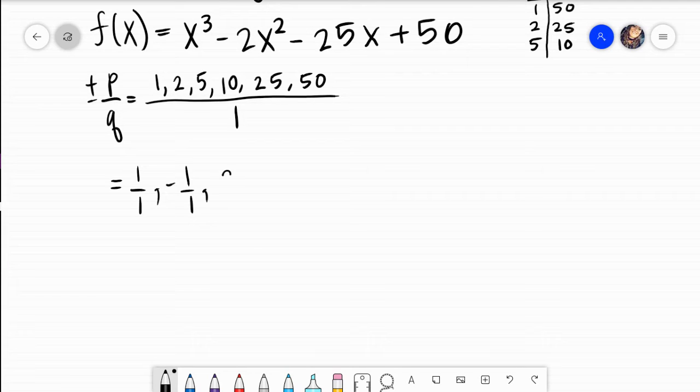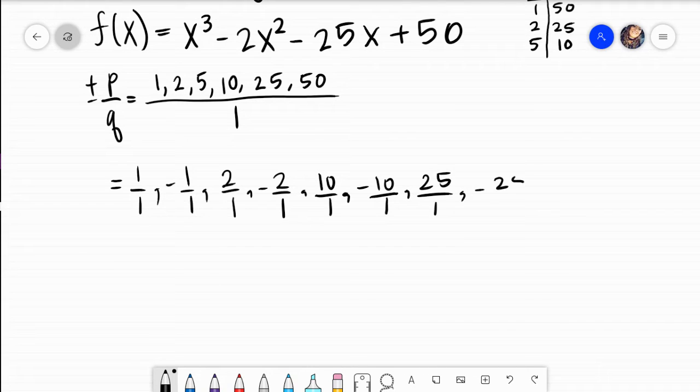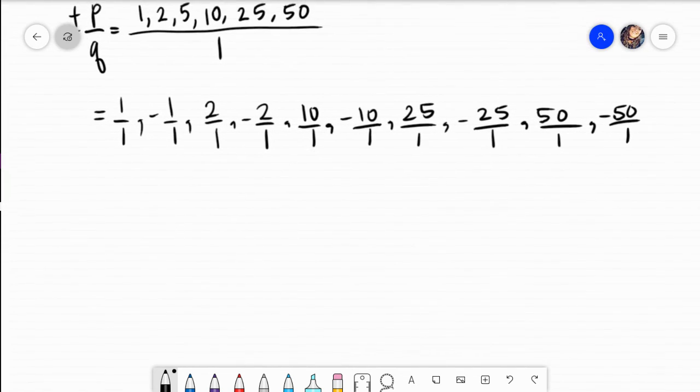So scooting over, I have 2 over 1 and negative 2 over 1, 10 over 1, negative 10 over 1, 25 over 1, and negative 25 over 1. I know y'all do see a pattern. Our leading coefficient won't always be 1 though, so you just need to make sure that you always write these out, okay? Okay, so we actually evaluate these.